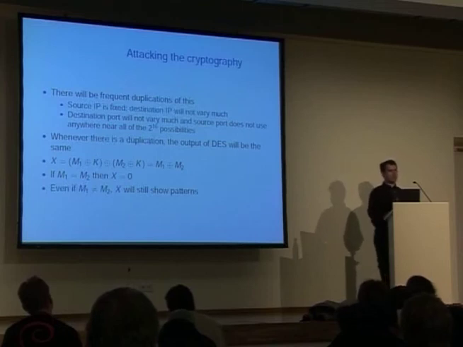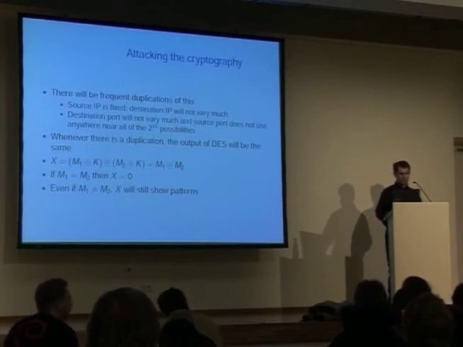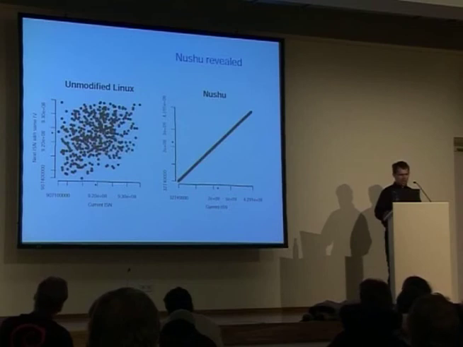For example, assume the message is all ASCII. In ASCII bytes, the top bit is always 0. That means when you XOR two ASCII bytes, the top bit of that is always going to be 0. And there are similar patterns for anything else you can find. And this is the result.